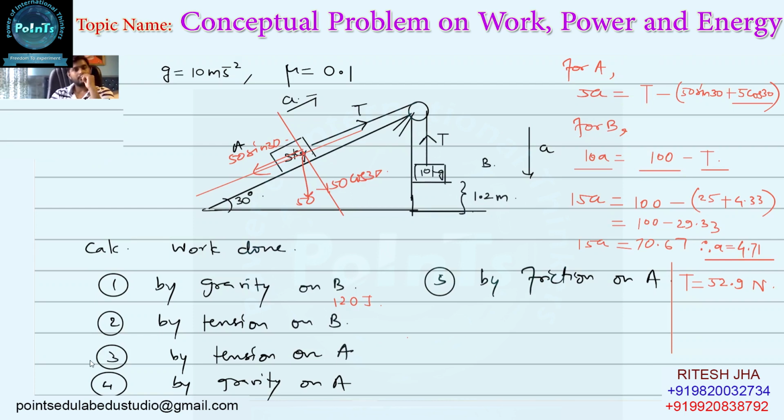Now that we've gotten here, we know what sine 30 is. Sine 30 is 1/2. So 100 minus 25 minus 5 root 3 over 2, so 5 root 3 over 2 is equal to 15A.